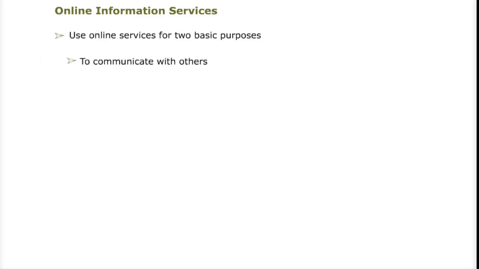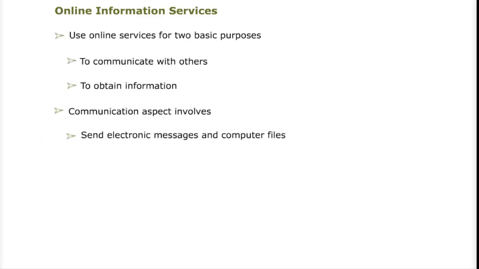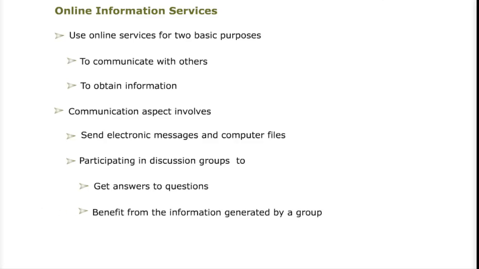Online information services. People use online services for two basic purposes: to communicate with others and to obtain information. The communication aspect involves sending electronic messages and computer files across the world, participating in discussion groups or forums to get answers to questions and to benefit generally from the information generated by a group interested in a specific interest, or browsing occasionally through the network news generated by other discussion groups to read the latest discussions in these areas.